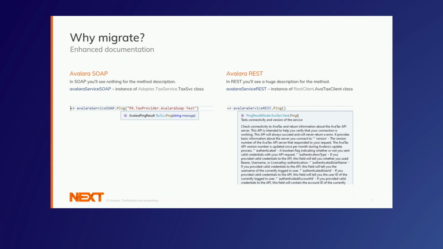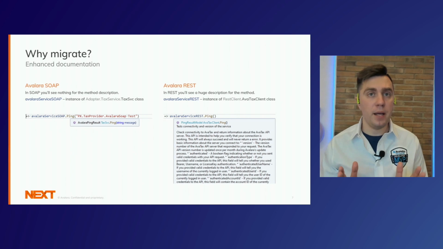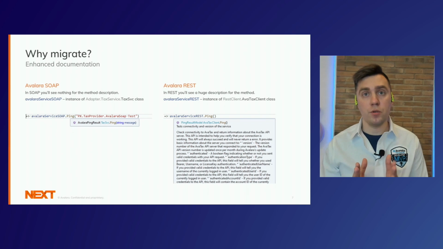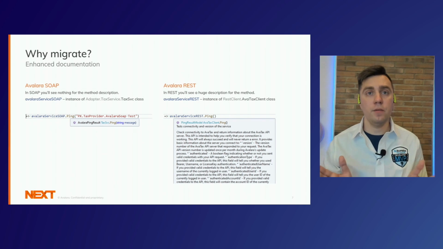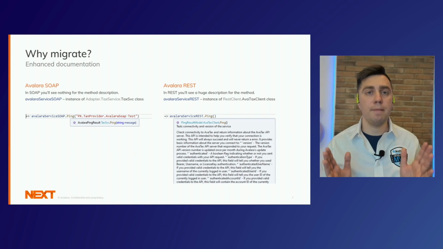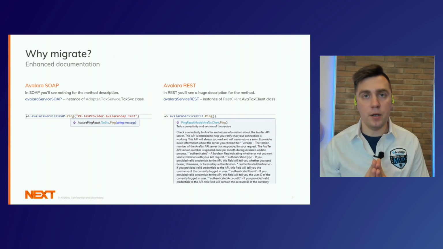Another great thing they did here is code annotations. I will show you one example in C# for the ping method. In SOAP, if you hover your mouse over the ping method, you will see nothing for the method description, while in REST you will see a huge description for this method. Of course, this works not only for one ping method. Trust me, you will see the same thing for the majority of the methods in the REST API.